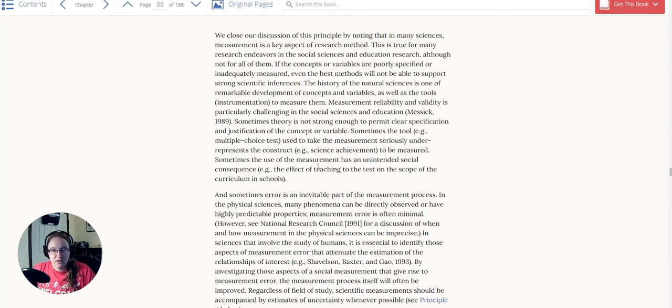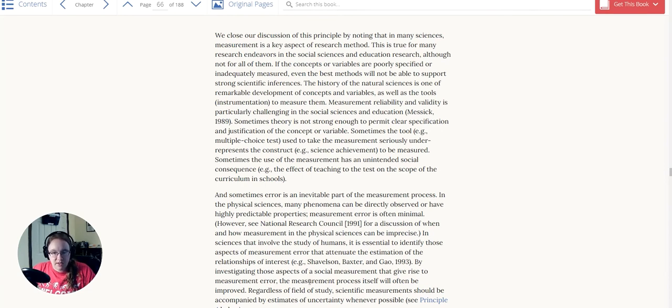Sometimes the use of the measurement has an unintended social consequence. And sometimes error is an inevitable part of the measurement process. In the physical sciences, many phenomena can be directly observed or have highly predictable properties. Measurement error is often minimal. In sciences that involve the study of humans, it is essential to identify those aspects of measurement error that attenuate the estimation of relationships of interest.